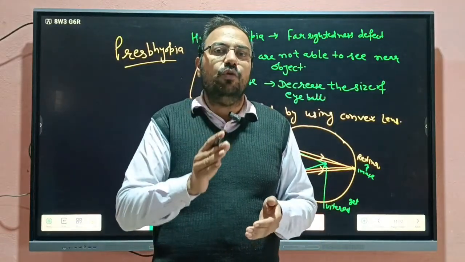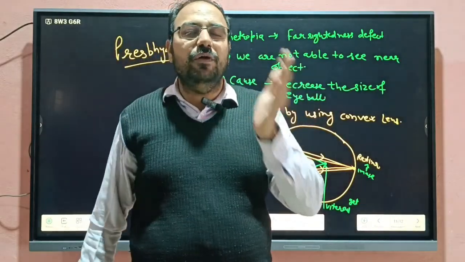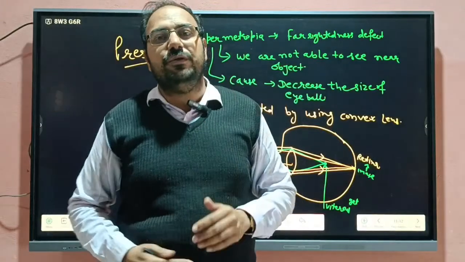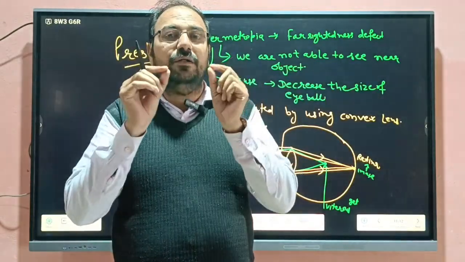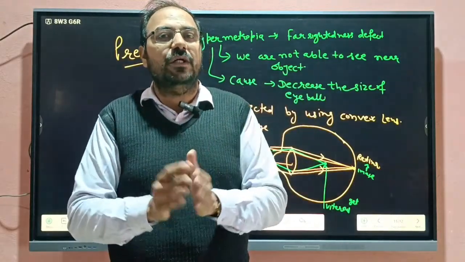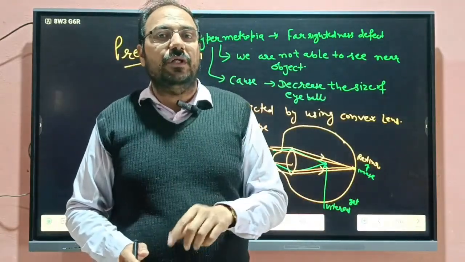If we see an object with one eye, it appears at a different position. If we close this eye and see with the other, it appears at a different position. When we look with both eyes, both images are mixed and they produce a three-dimensional image. So this is known as stereoscopic vision or a three-dimensional image.